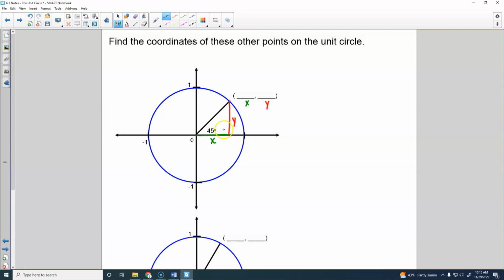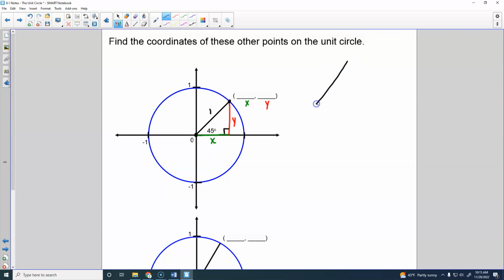And just like the last problem, I do still know one side. Which side do I know? Hypotenuse is 1 because this is a unit circle. All of the radii are going to be 1, and that is a radius there because it goes from the center to the outside edge.